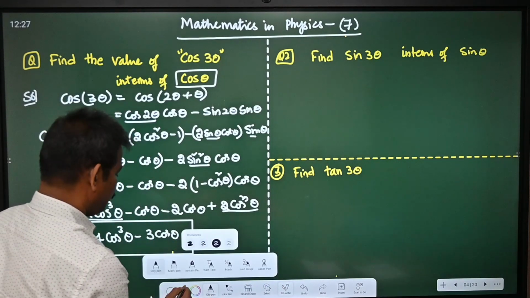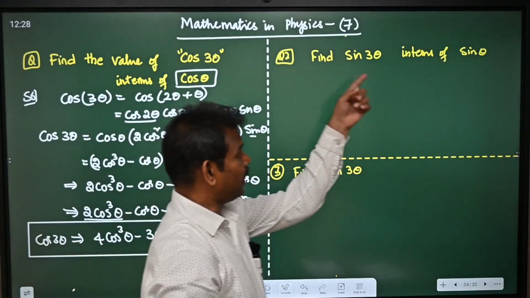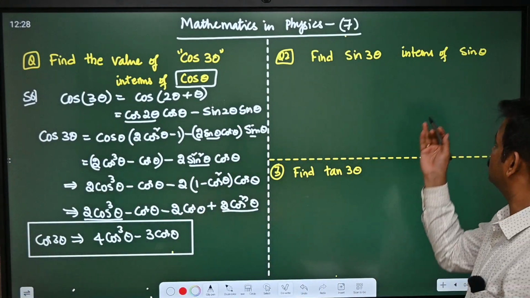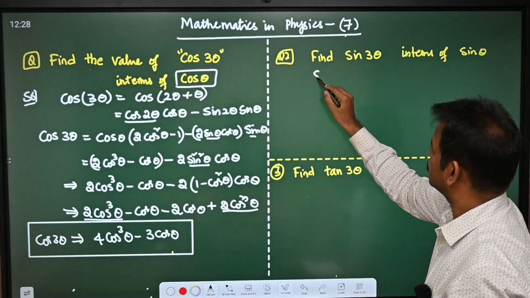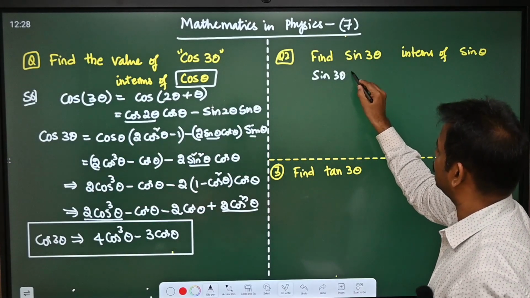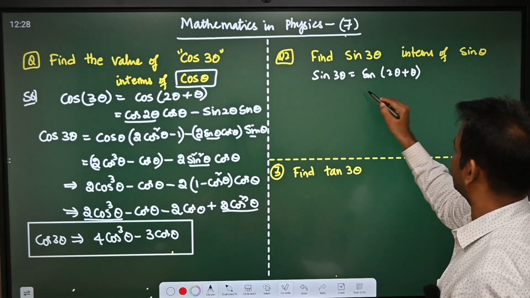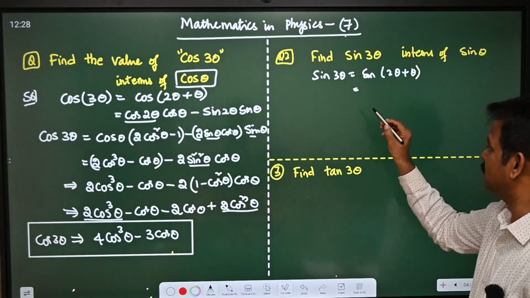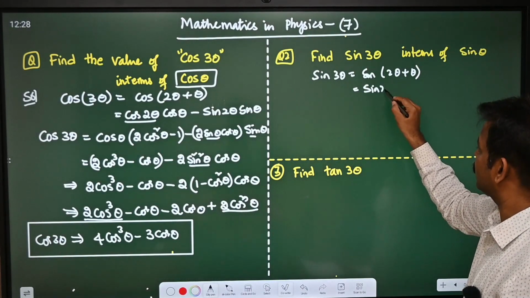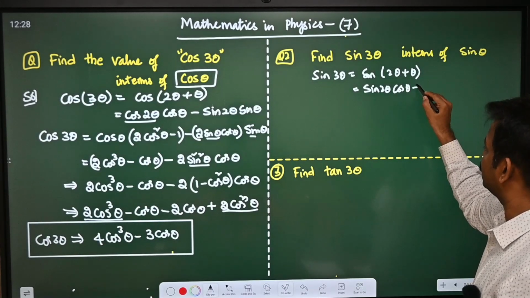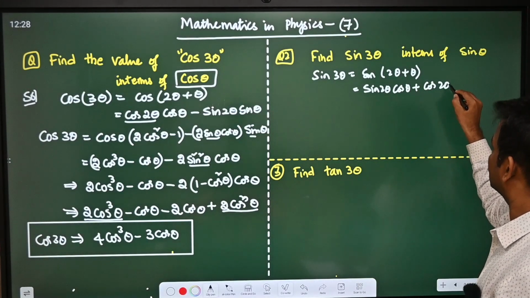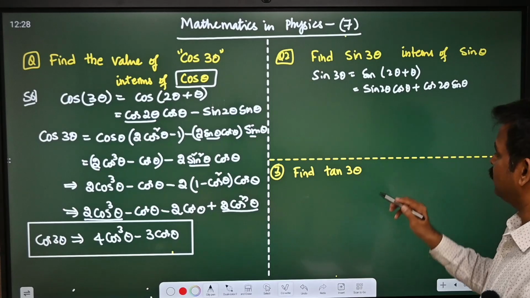Similarly, what about sin 3 theta in terms of sin theta only? Sin 3 theta can be written as sin 2 theta plus theta. This is sin A plus B, sin A cos B plus cos A sin B.